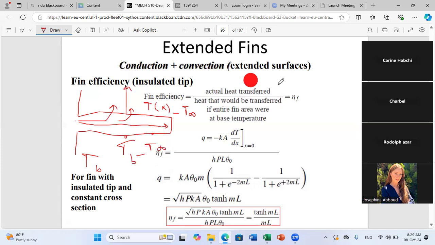And how do we calculate this transfer? Can you tell me why we can consider that the total transfer is equal to minus kA dT/dx at x equals 0? How can we prove this? Why is the total heat transfer, if we have an insulated tip, equal to the conduction flux at the base?